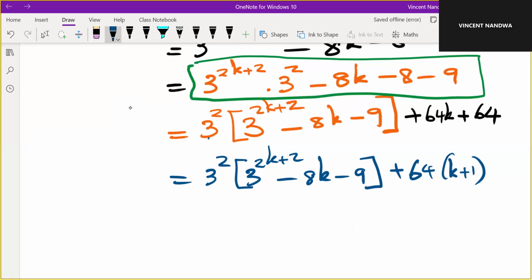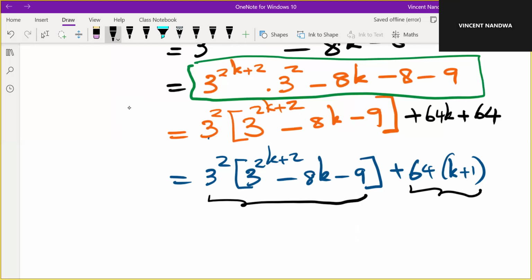Then, are you able to see that this number, this and this, each one of them is divisible by 8? Can you convince yourself that the two are divisible by 8? Why? Yeah, P of K, which is always divisible by 8, okay?